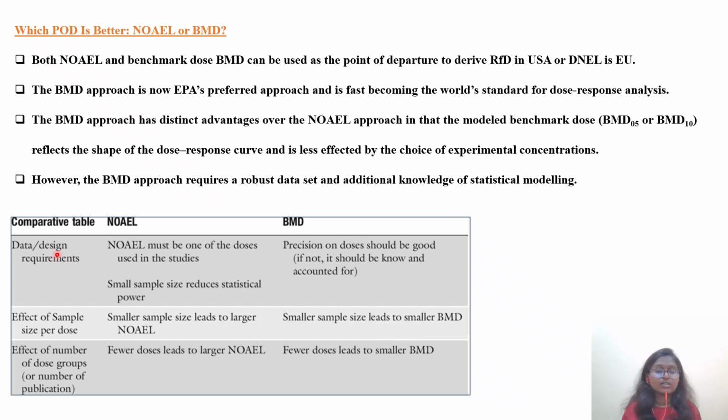Okay, so let's see a small comparative table between NOAEL and BMD. One is data and design requirements. NOAEL must be one of the doses used in the studies.